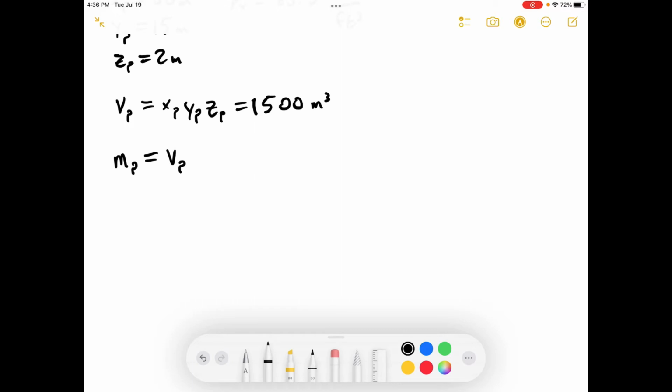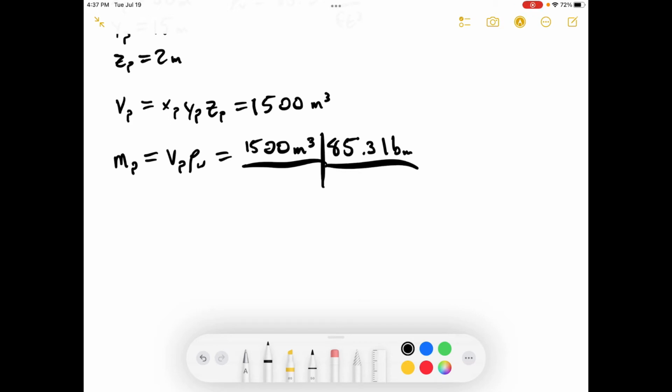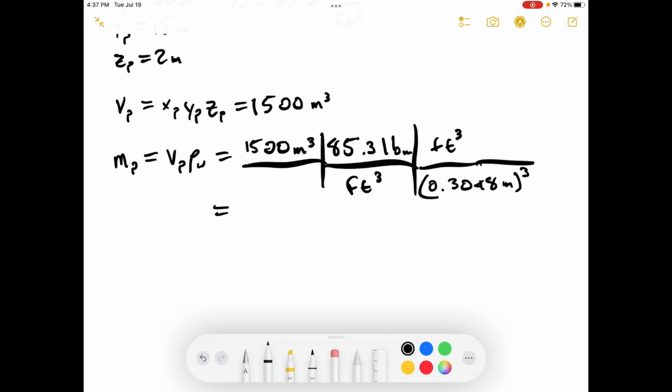Mass equals the volume times the density. And that is equal to 1,500 meters cubed times 85.3 pounds mass per feet cubed. We need to convert the feet into meters. There we go. And this equals 4.52 times 10 to the 6 pounds mass.